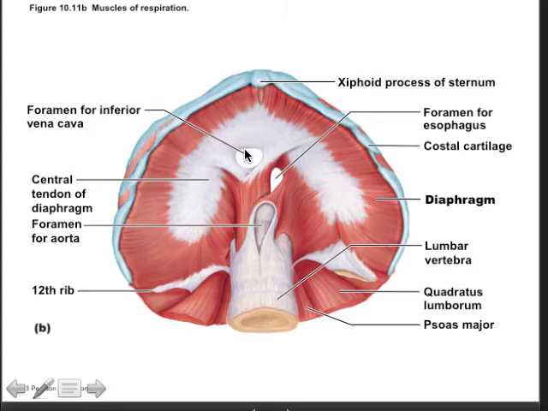This is where the inferior vena cava that brings blood back to the heart runs through. And this is an area called the esophageal hiatus. This is where the food tube that connects your mouth to your stomach runs through and brings food down into the stomach, which would lie right about here.